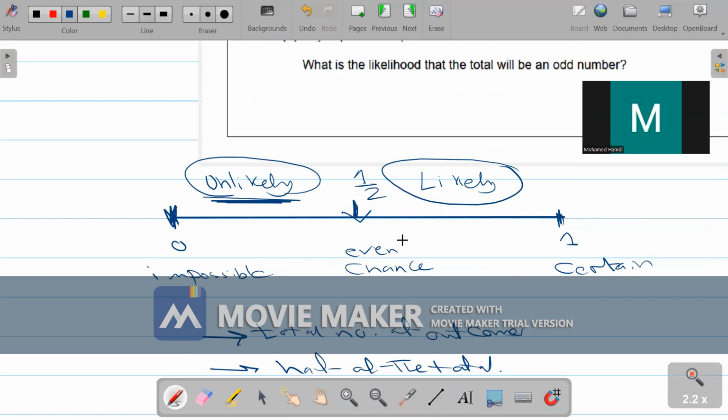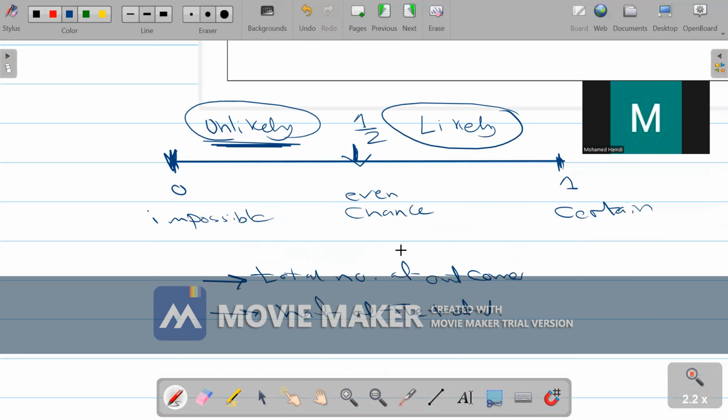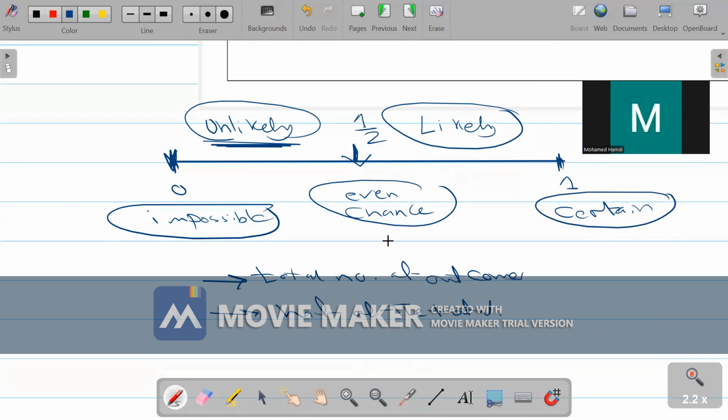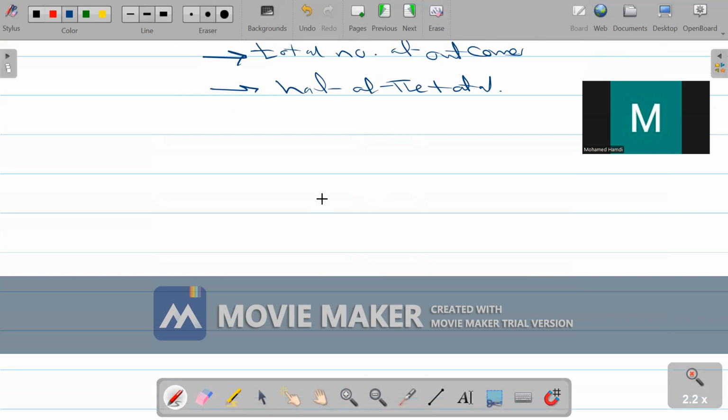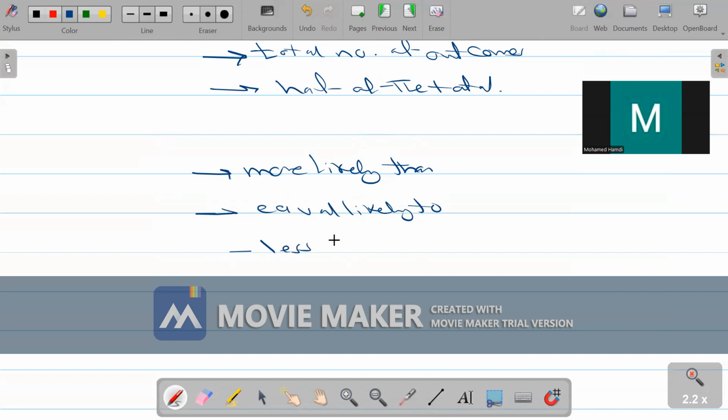So you can describe the event using one of these 5 words: impossible, unlikely, even chance, likely, certain. While if you compare the probability of two events, you can use one of these phrases: more likely than, equally likely to, or less likely than.